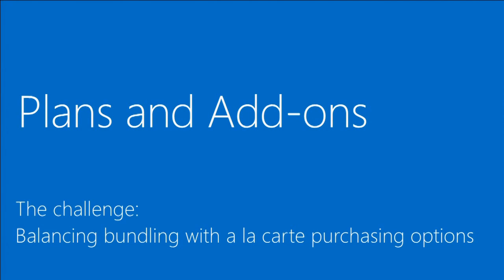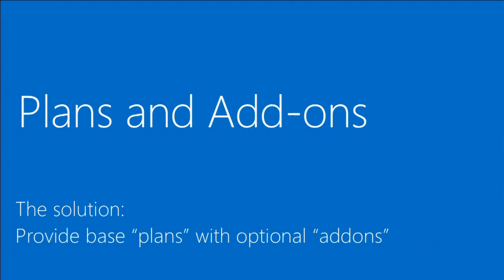And so the challenge is, how do we balance bundling or package type or service catalog type sales with more a la carte purchasing options? Like when you look at how Azure's business is run, it's very a la carte, right? You pick individual items and then you get billed on a utility basis. And so our solution was to provide base plans, which is a package of services, where you can then add additional add-ons or upsell type entities to that, okay?